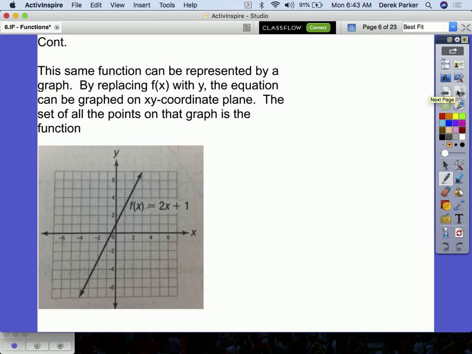Now the same function we just talked about can be represented by a graph by replacing f of x with y. That's essentially what you're doing. You're changing f of x. f of x is now what used to be the y value. The equation can be graphed on the xy coordinate plane, and the set of all the points on that graph is the function. And as you can tell, the slope is 2. That didn't change. And the y-intercept is still 1.